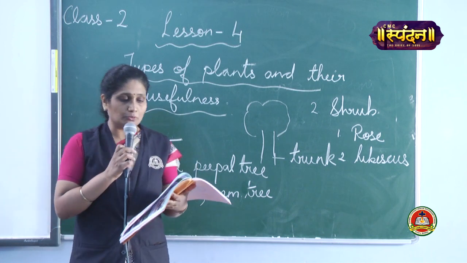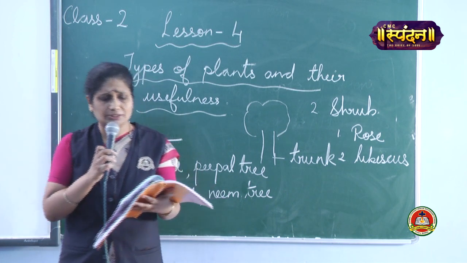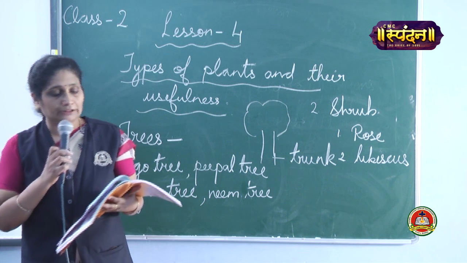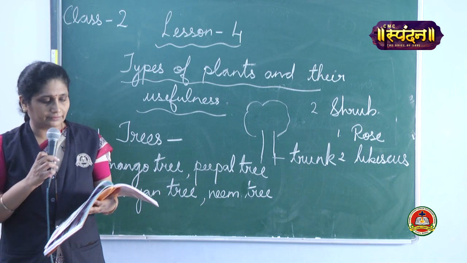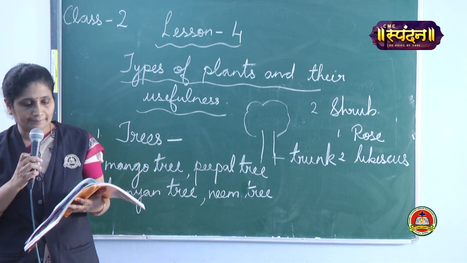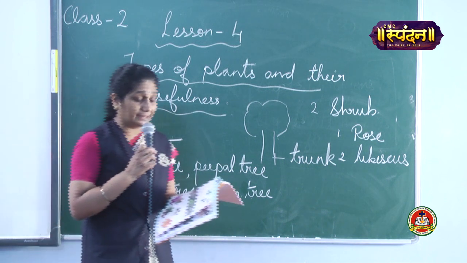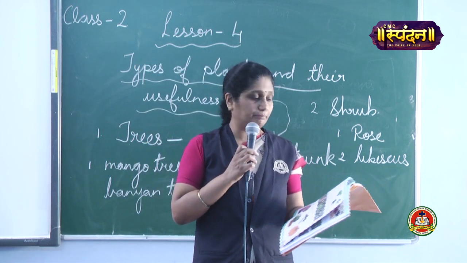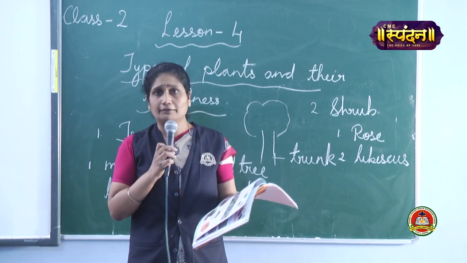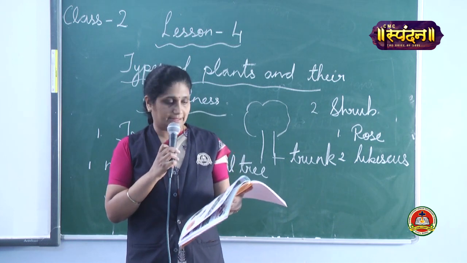So herbs are small plants. They have only one soft and green stem. So the stems are very thin and they are very soft. They don't live for many years. Most herbs live for one season only. It is a seasonal plant also. So they live for very few months.